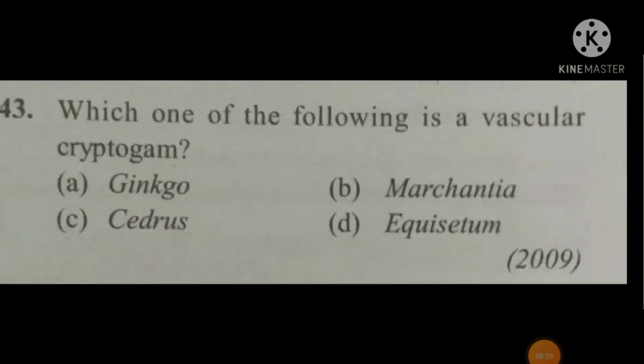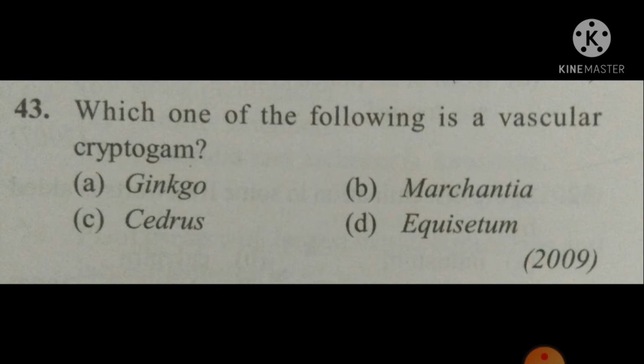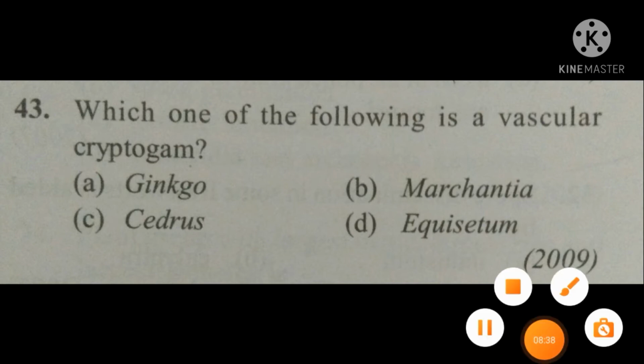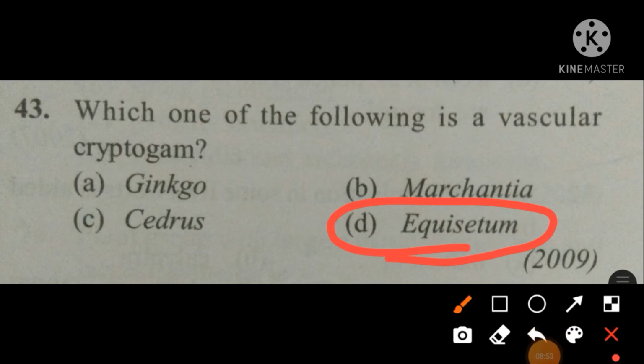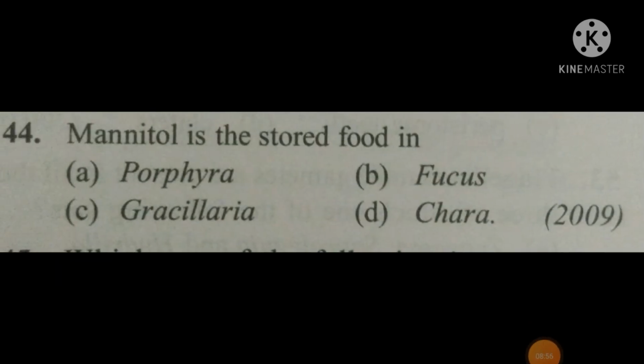Next question. Which one of the following is a vascular cryptogam? A. Ginkgo, B. Marchantia, C. Cedrus, D. Equisetum. So the correct answer for this is Equisetum. Next question. Mannitol is the stored food in A. Porphyra, B. Fucus, C. Gracilaria, D. Chara.